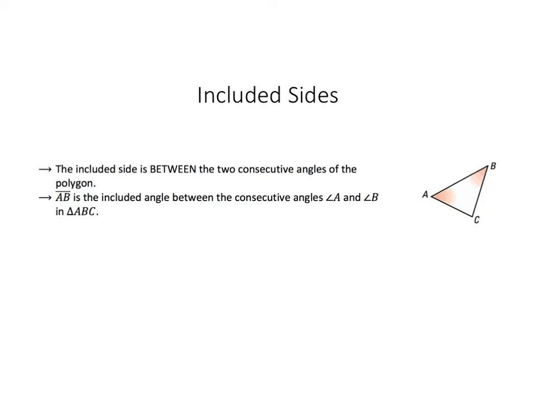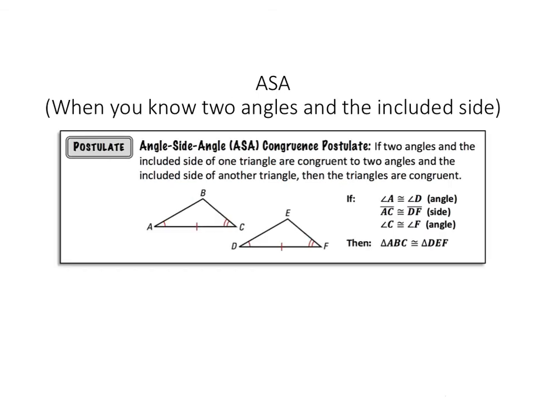So just like an angle can be included, we can also talk about the included sides. The included side is between two consecutive angles. We need to know the included side in order to use our angle, side, angle congruence postulate. So this is when you know two angles and the included side. Again, if you know two angles in both triangles and the included side is congruent on each, then by angle, side, angle, you can declare our two triangles to be congruent.